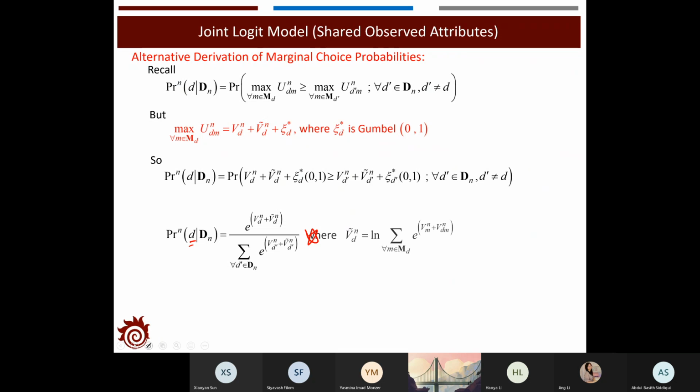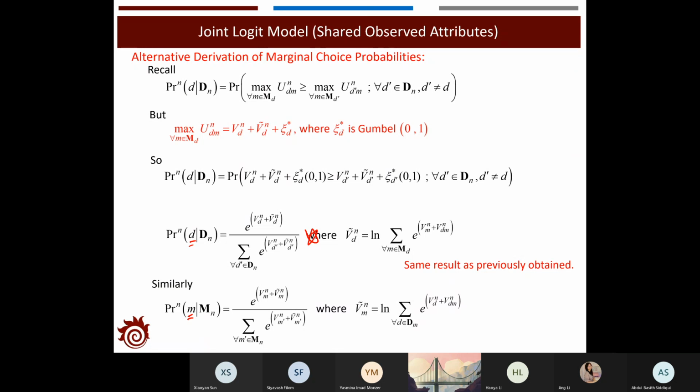If you apply a similar procedure, you can also find the marginal probability of choosing the mode M regardless of the destination. In this case, the log sum term will be the expected utility for all the destinations that can be accessed with the mode M. So that's what we get for the marginal choice probability.